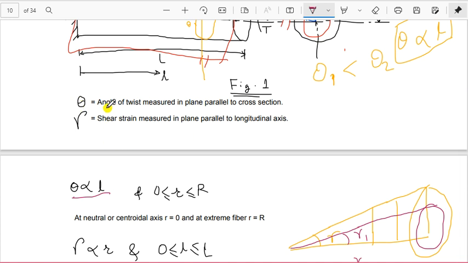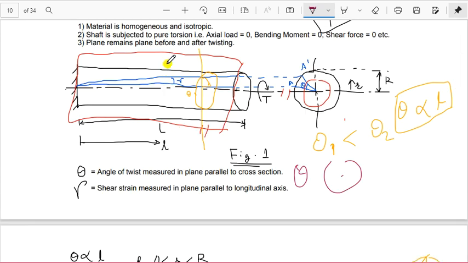You know that theta is the angle of twist measured in a plane parallel to the cross section. I have already explained that we have considered theta in the plane which is perpendicular to the longitudinal axis and parallel to the cross section. And similarly, shear strain is measured in a plane parallel to the longitudinal axis. Here I have drawn this plane parallel to the longitudinal axis.